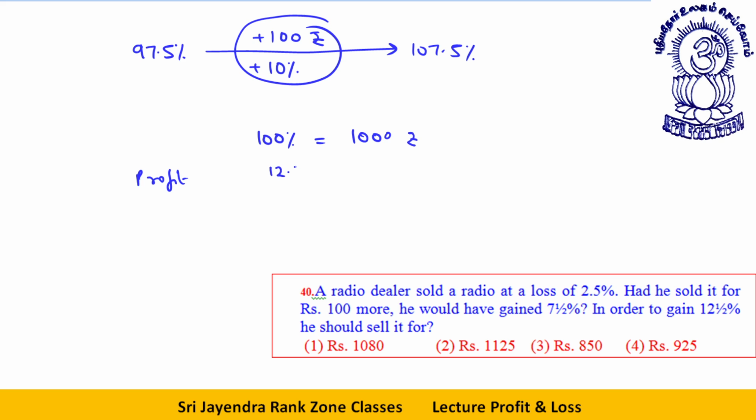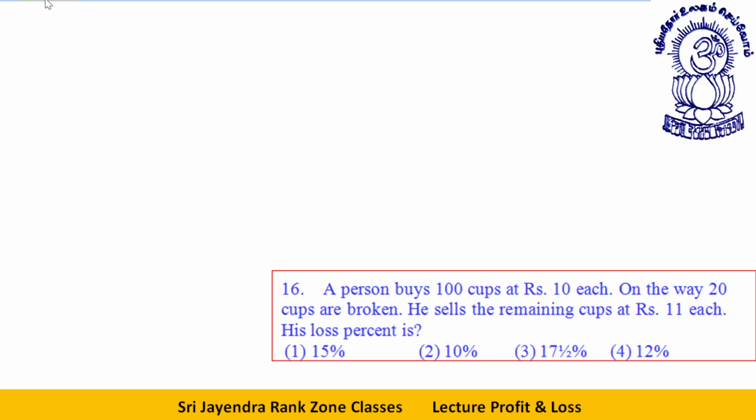Profit is what? 12.5%. That will be 125 rupees. SP will be what? Sum of these two, 1125. So easily done. Okay, dear students, let's move to the next one.